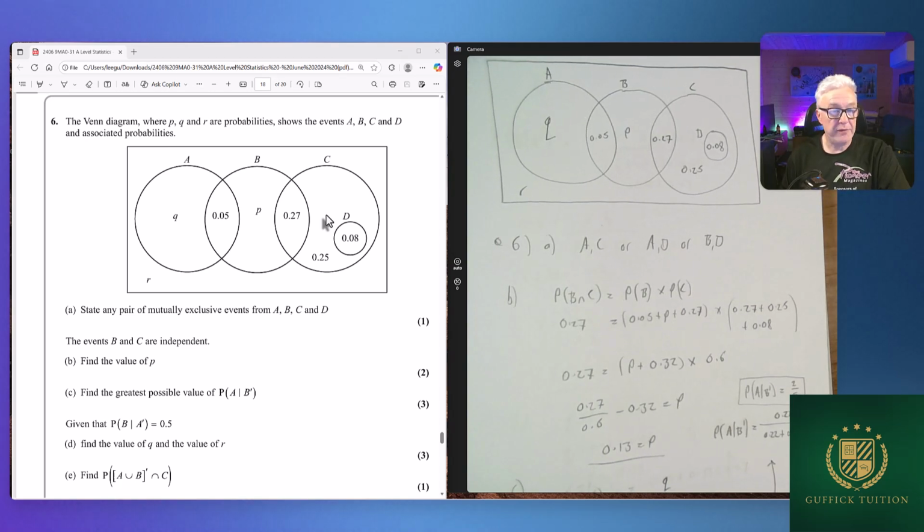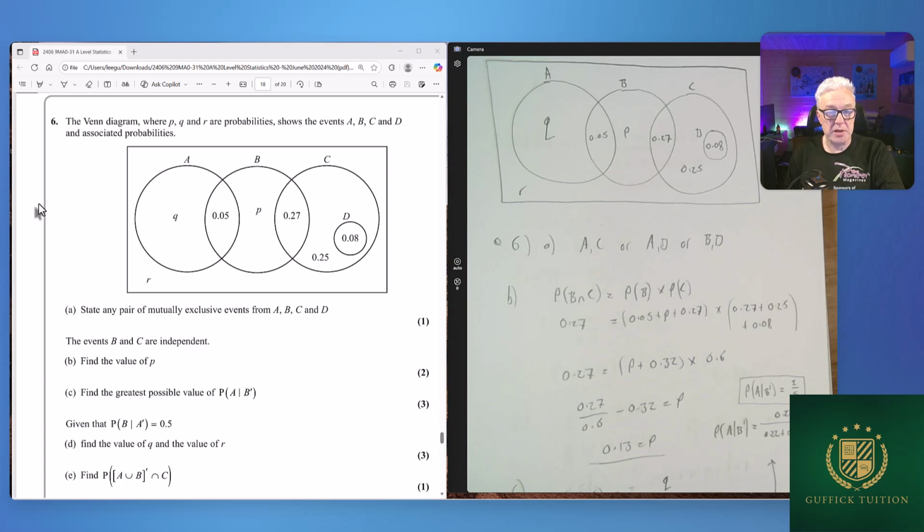Hello everyone, we've got the final question on an A-level paper here, so it's a tricky Venn diagrams question, and let's have a look at it. It says, the Venn diagram where P, Q and R are probabilities shows the events A, B, C and D and the associated probabilities. State any pair of mutually exclusive events from A, B, C and D.